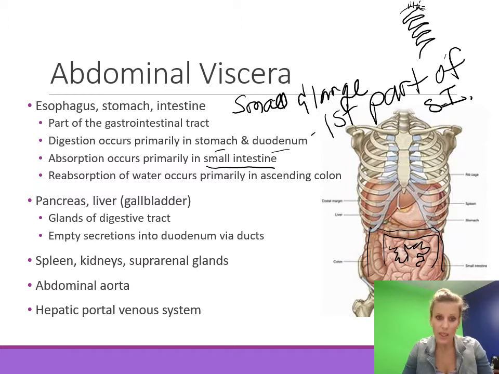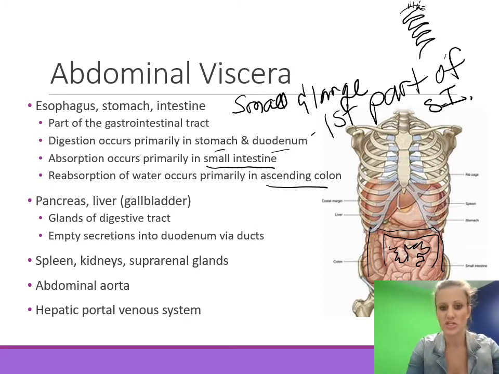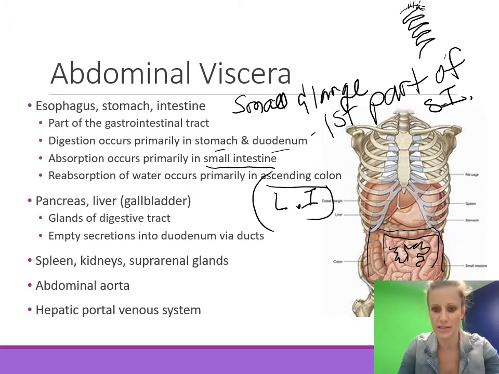The reabsorption of water, however, occurs later in the digestive tract. Throughout the whole digestive tract, we put liters and liters of water into the tube, starting with saliva and down to gastric juices in the stomach, pancreatic juices and bile, and intestinal juices. We reabsorb most of that water back. The reabsorption of that water occurs primarily in the ascending colon, which is part of the large intestine. It's the part of the large intestine that you see right here that ascends.